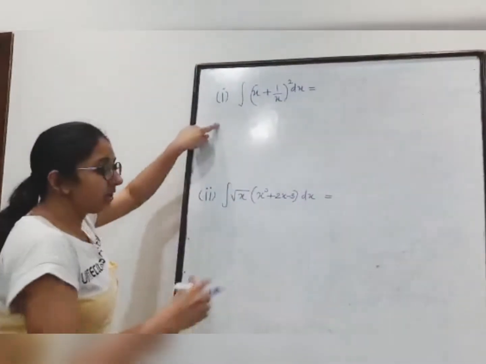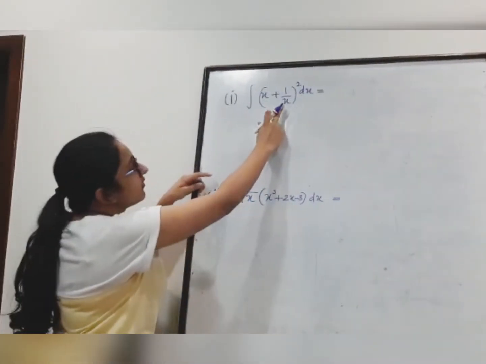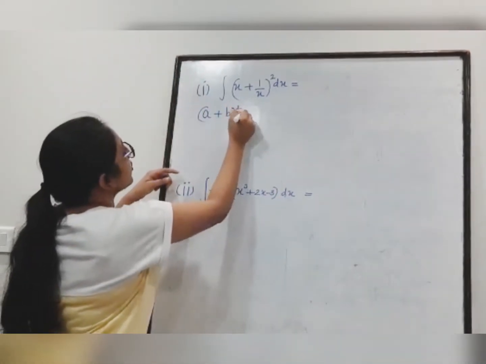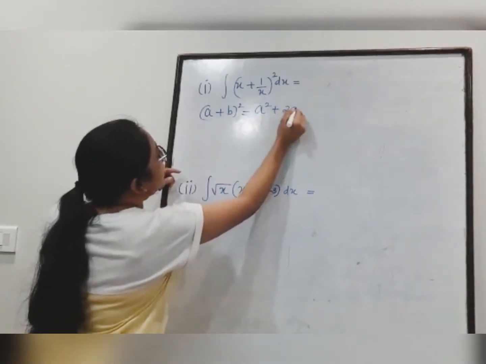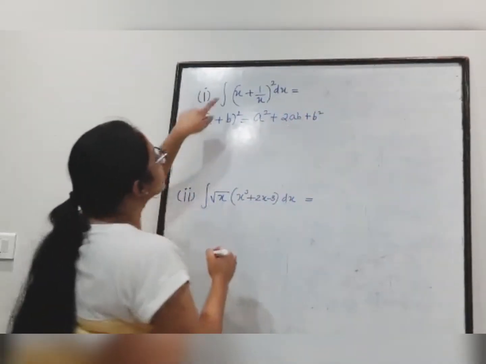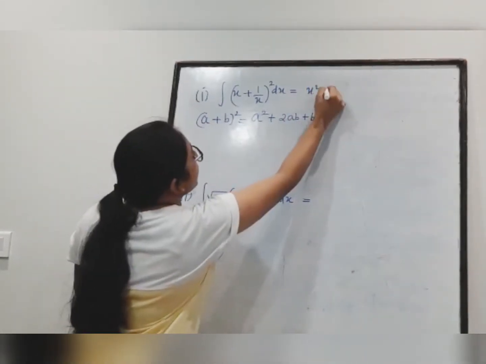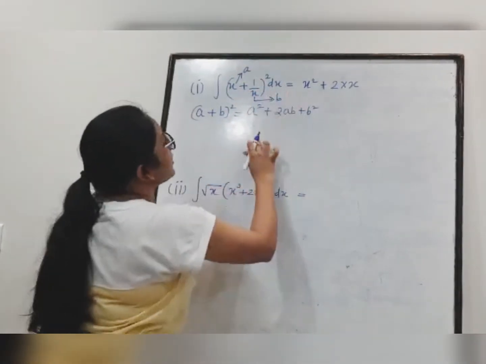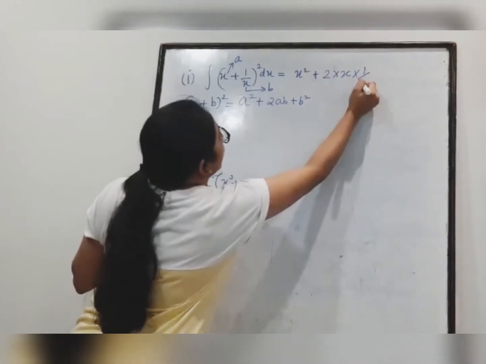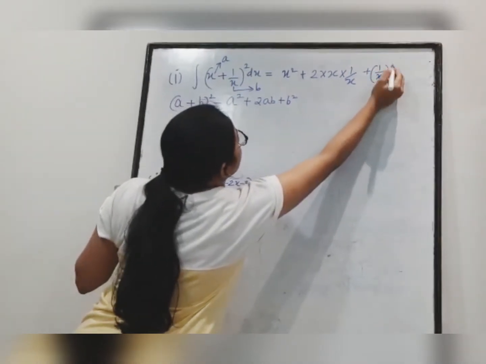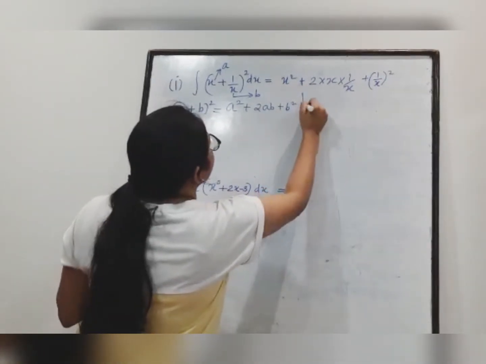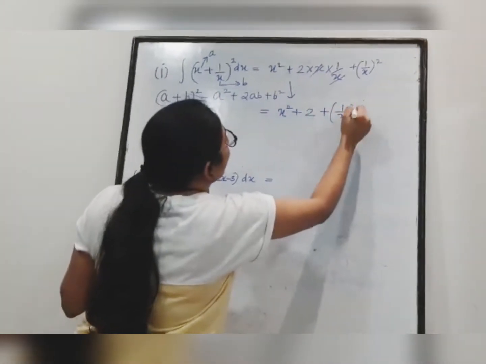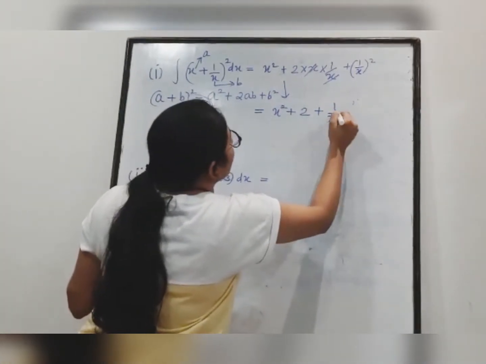The first question in the examples is integration of x plus 1 by x whole square. So we all know here we can apply the formula of a plus b whole square, that is a square plus 2ab plus b square, right? So if we apply this formula, we get x square plus 2 into x, that is a, and this is b, right? So 2 into a, that is x, the b, that is 1 by x, plus b square, that is 1 by x square, right? Now solving this further, we get x square plus, this x and x cancel, 2 plus 1 by x whole square, that is basically 1 by x square, right?